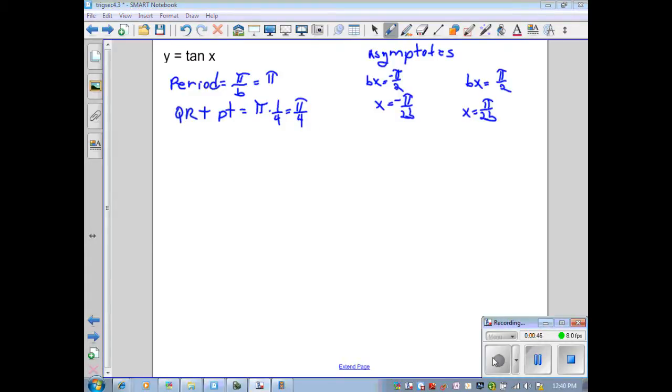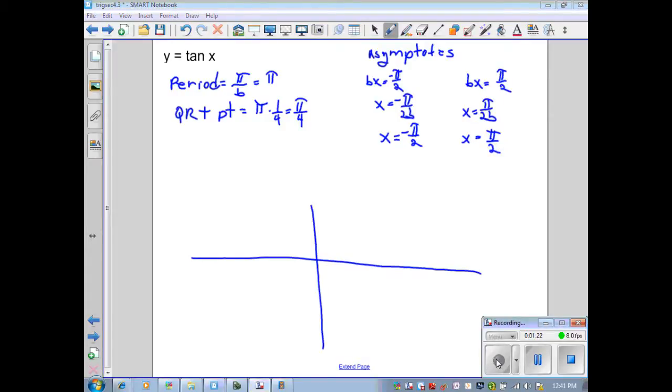The next thing we need to determine is the location of the asymptotes. Recall from our previous slides, our formula for the tangent asymptotes is bx equals negative pi over 2, or solving for x, negative pi over 2b. And the other one would be bx equals pi over 2, solving for x would be pi over 2b. All we need to do is substitute in, and b here is 1, so our asymptotes are going to be at negative pi over 2, and our other one will be at pi over 2.